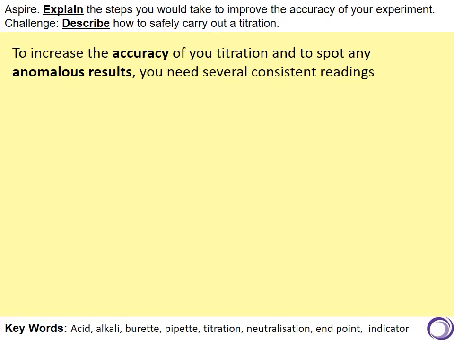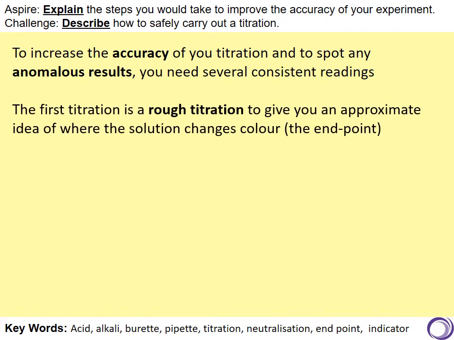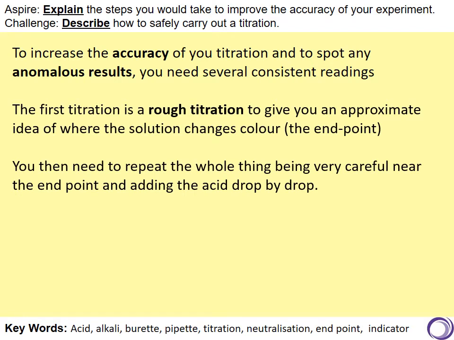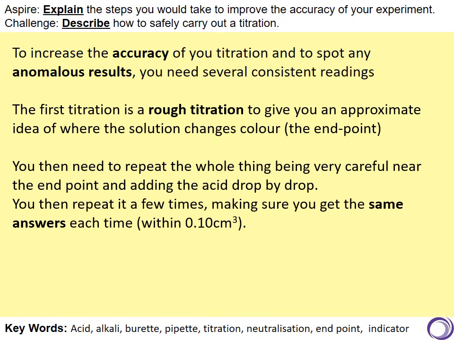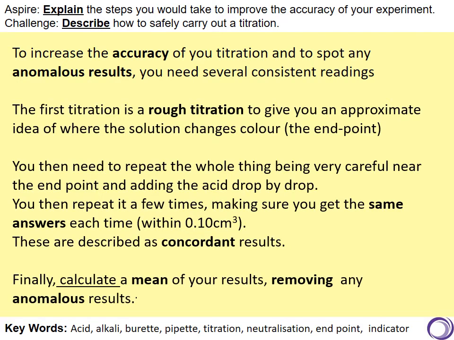Okay, so to increase the accuracy of your titration and spot any anomalous results, you will need to take several consistent readings. As we've seen, the first titration is just a rough titration to give us an approximate value of where our endpoint might be. We then need to repeat the whole thing, being very careful near the endpoint when we add the acid drop by drop. We repeat this until we get concordant results. These are results that are within 0.1 centimetres cubed of each other. Finally, once you've done this, you will calculate a mean of your results and you will remove any anomalous results.